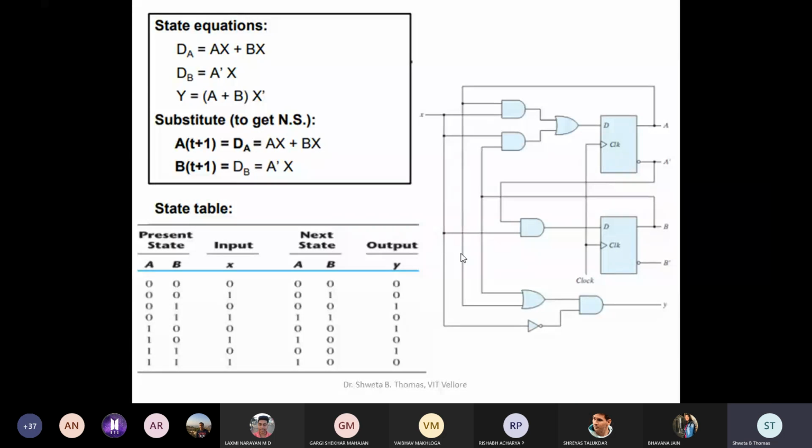Here you have to mention present state, input, next state, and output. If you see the book, we can mention the present state and input in two different columns, for X is equal to 0 and X is equal to 1. So for X is equal to 0, AB is equal to 0, 0, and for X is equal to 1, AB is equal to 0, 0. Then similarly 0, 1, 0, 1, 0, 1, 1, 1, 1.